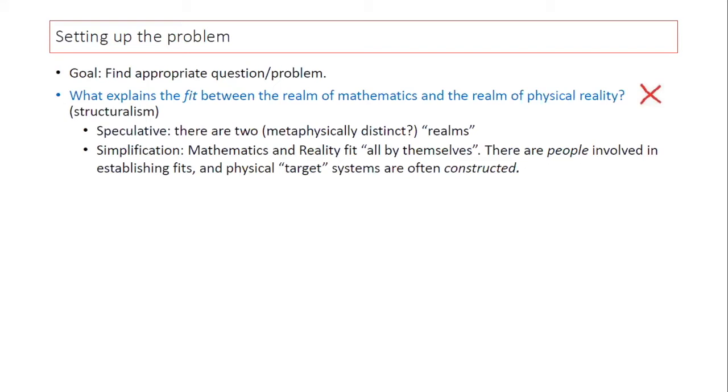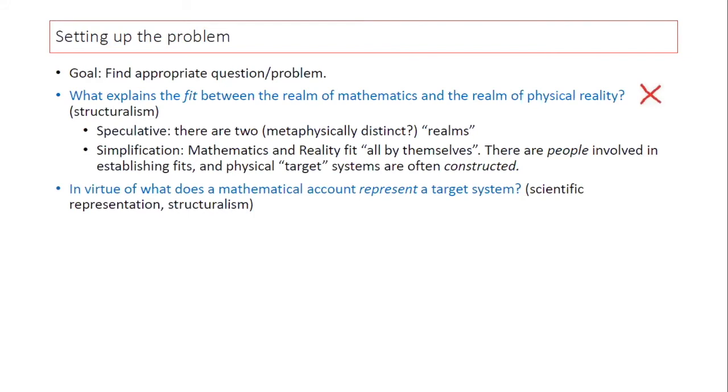And it seems to be a simplification to say that mathematics and reality fit all by themselves, as it were. There are people in science, of course, that establish fits, and the physical target systems like the rocket are often constructed. So there's not just a fit, it is made in many cases.